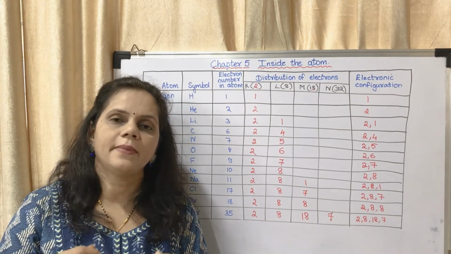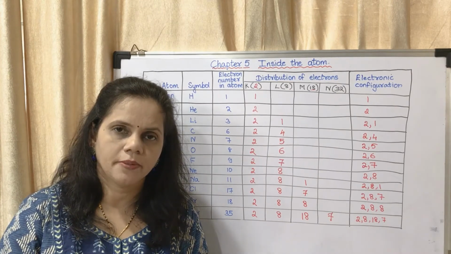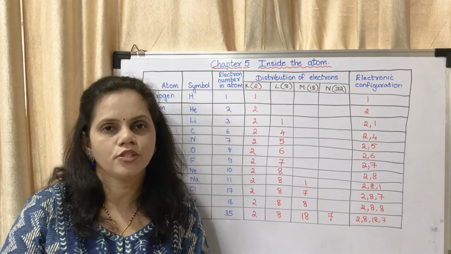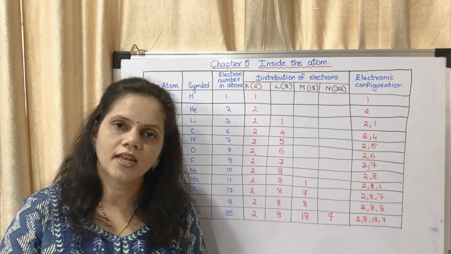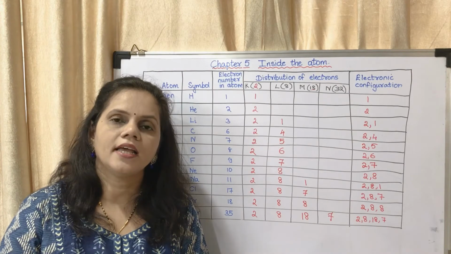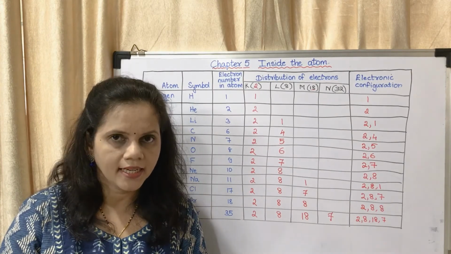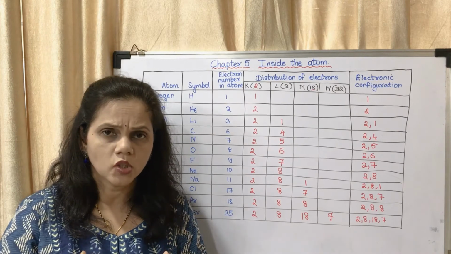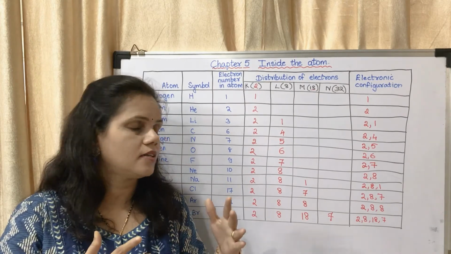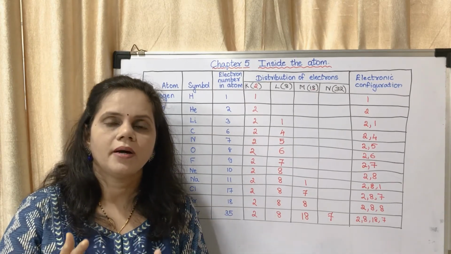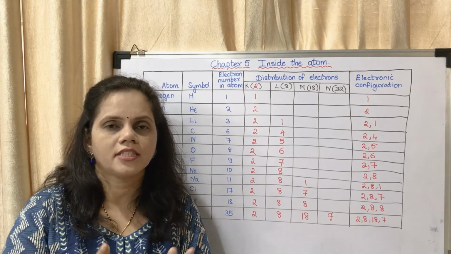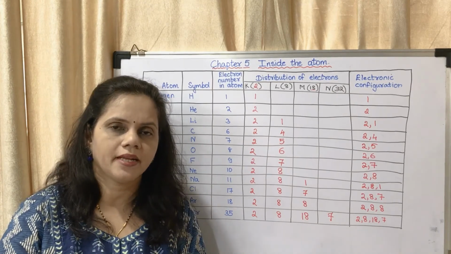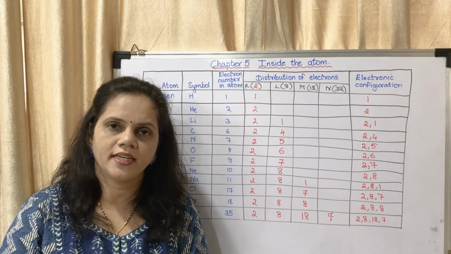What is the maximum number of electrons which can be accommodated in the K shell? It is 2. In the L shell it is 8, in the M shell it is 18, and in the N shell it is 32. Okay, so this is the study. But we are having the electronic configuration of only some elements, basically the first 20 elements.